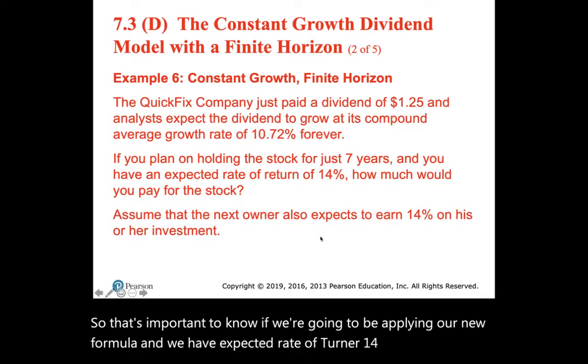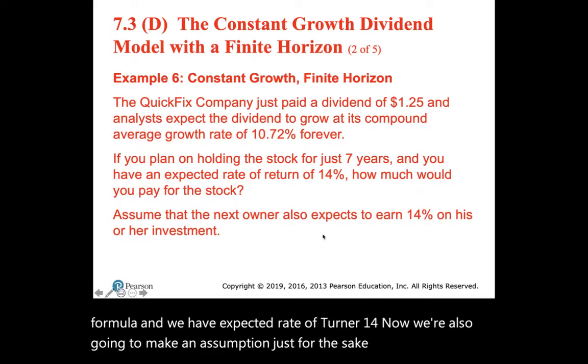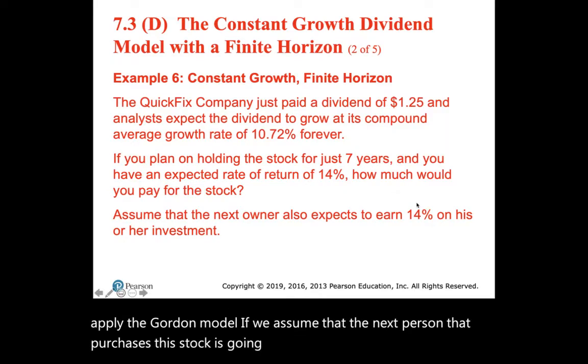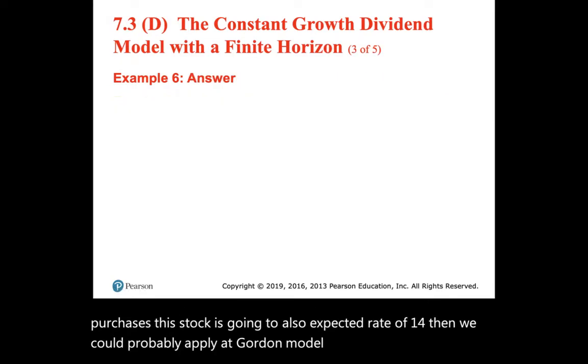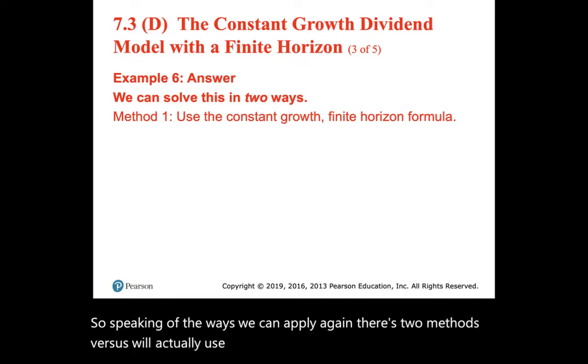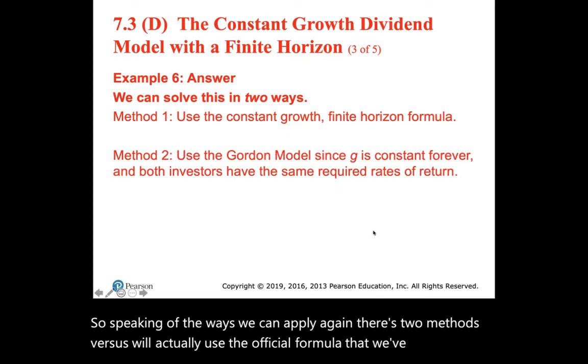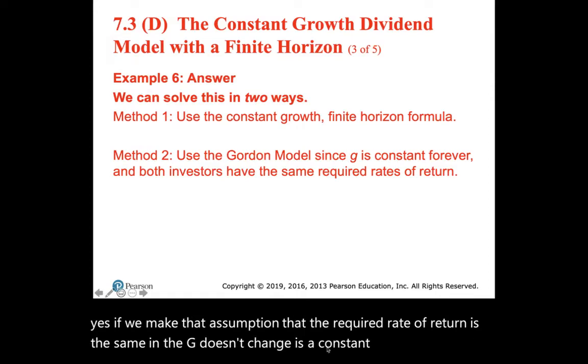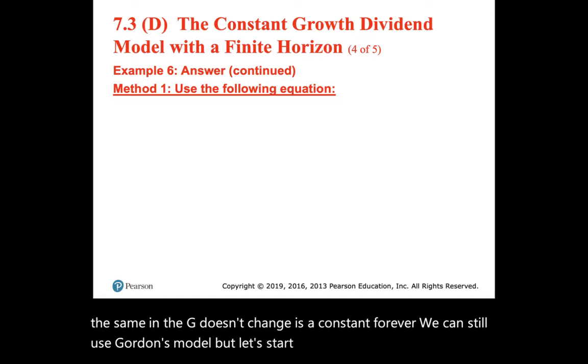Now we're also going to make an assumption, just for the sake of being able to apply the Gordon model. If we assume that the next person that purchases this stock is also going to expect a rate of 14%, then we could apply a Gordon model as well. So there are two methods we can apply. First, we'll use the official formula that we've seen. And then, if we make the assumption that the required rate of return is the same and the G doesn't change, it's constant forever, we can still use Gordon's model. But let's start with the first method.